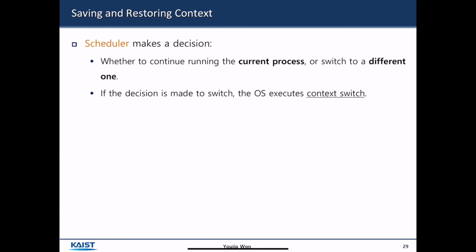Scheduler is a kernel function that makes a decision on whether to execute the current process continuously or switch to another process. The scheduler is activated depending upon whether an operating system takes a cooperative approach or an uncooperative approach in scheduling the processes.